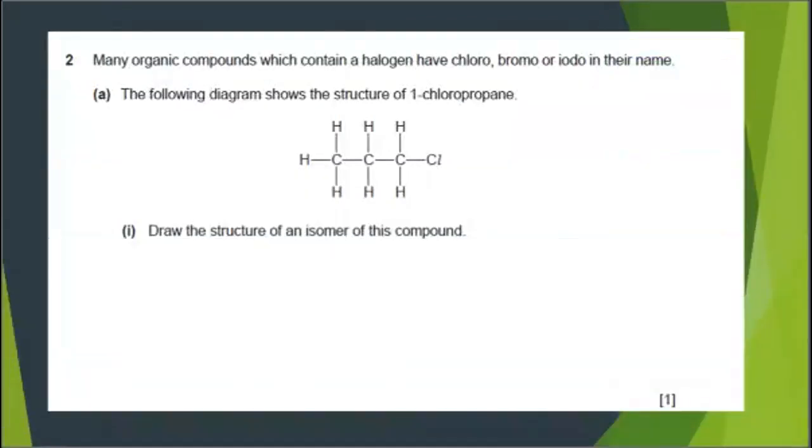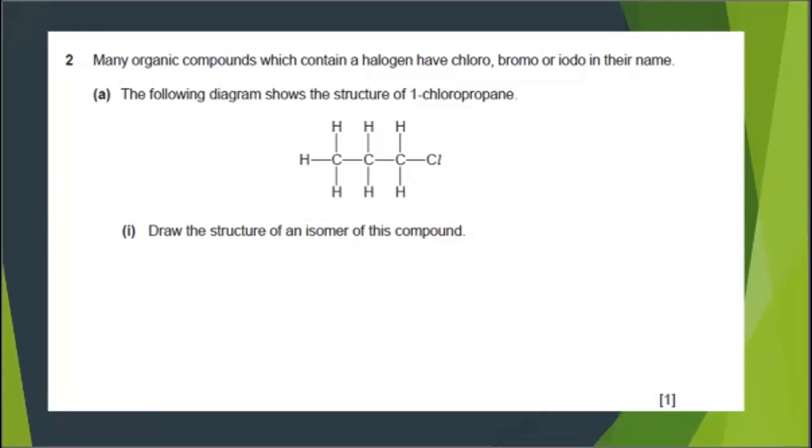All right, so next question. Many organic compounds which contain a halogen have chloro, bromo, or iodo in their name. The following diagram shows the structure of 1-chloropropane. And they give you the structure, then they tell you, draw the structure of an isomer of this compound.